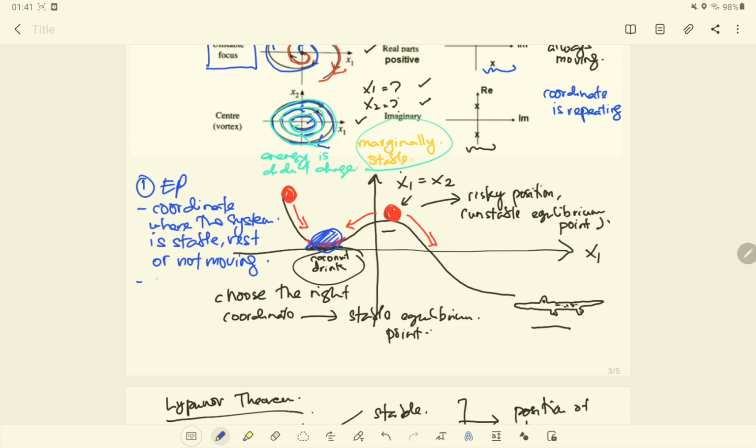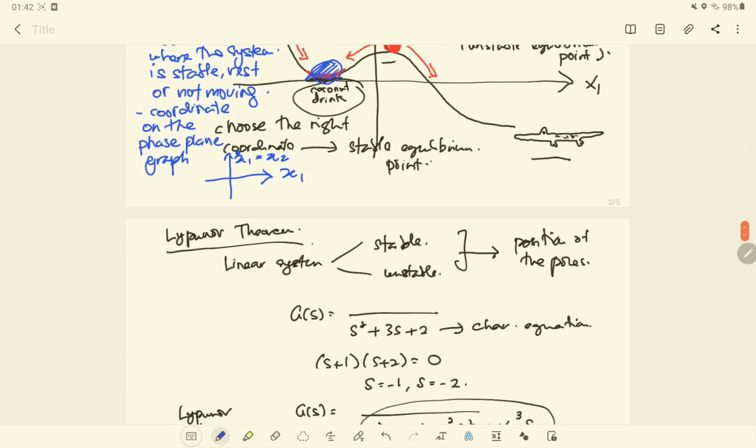So, a coordinate on the phase plane graph. How do we draw the phase plane graph? X-axis, x1, y-axis, x1 dot or x2. Okay, x1 dot is always equal to x2.